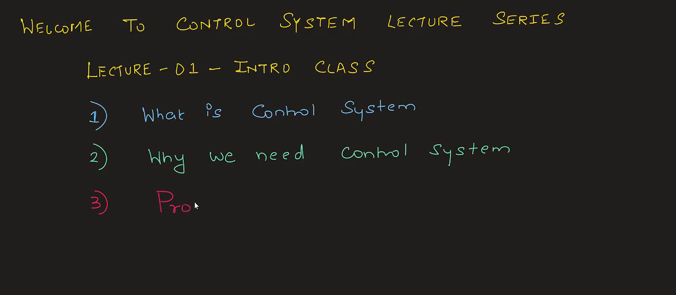Well, today's class is going to be an intro class about control systems, and we are going to see three important things: what is a control system, what is the definition, why we need a control system, what is the use of a control system, and what are some of the introductory properties. When I say introductory properties, I mean the properties that define a control system, and without which your control system cannot exist.